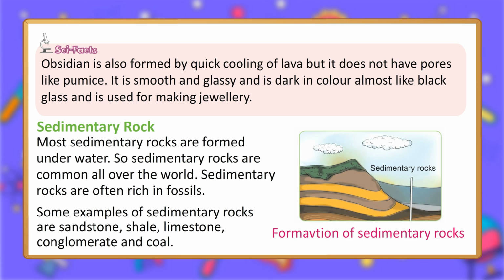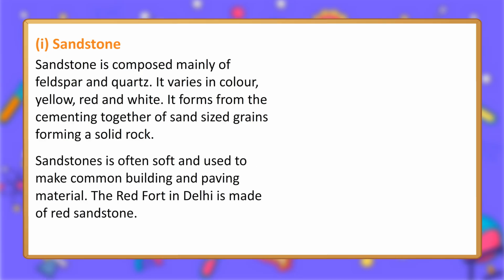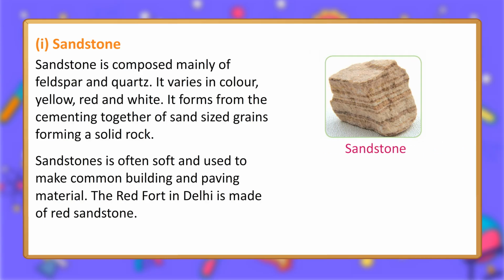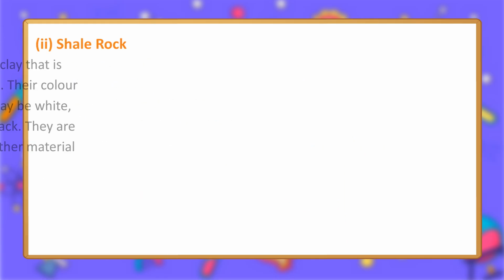Formation of sedimentary rocks. Sandstone. Sandstone is composed mainly of feldspar and quartz. It varies in color: yellow, red and white. It forms from the cementing together of sand-sized grains forming a solid rock. Sandstone is often soft and used to make common building and paving material. The Red Fort in Delhi is made of red sandstone.